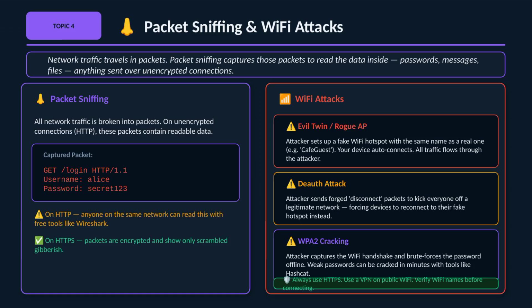The deauthentication attack takes this even further. The attacker sends forged disconnect packets to everyone on the legitimate network, kicking them all off, forcing their devices to automatically reconnect, this time to the attacker's fake hotspot. And WPA2 password cracking captures the Wi-Fi handshake when a device connects and then brute forces the password offline. Weak passwords can be cracked in minutes. Defenses: always use HTTPS, use a VPN on any public network, and always verify Wi-Fi network names before connecting.